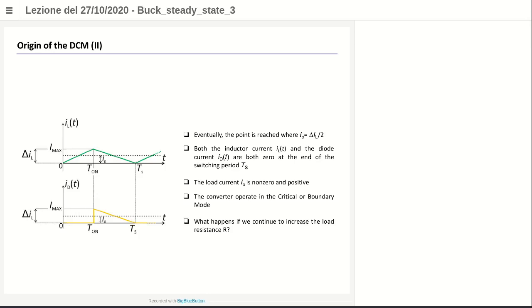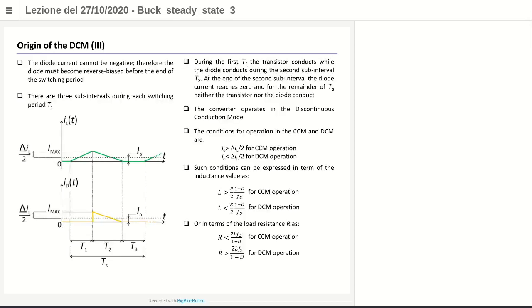From this situation, which is the boundary between the continuous conduction mode and the discontinuous conduction mode, what happens if we increase R again? So we go into light load even worse, okay? It means that the minimum current should become negative. So project this triangle away from here to negative values. It wants to become negative. It means that the diode current should become negative, but current cannot flow in the diode from the cathode to the anode. So in that situation, the diode becomes off.